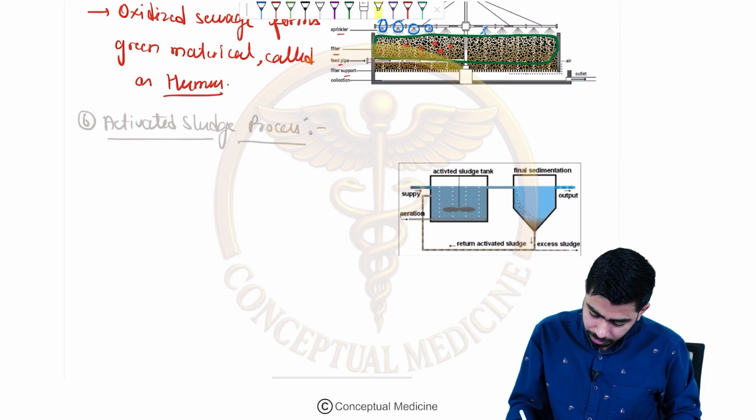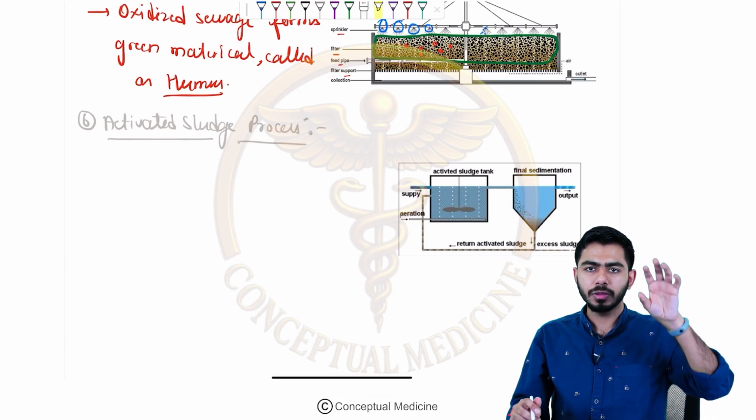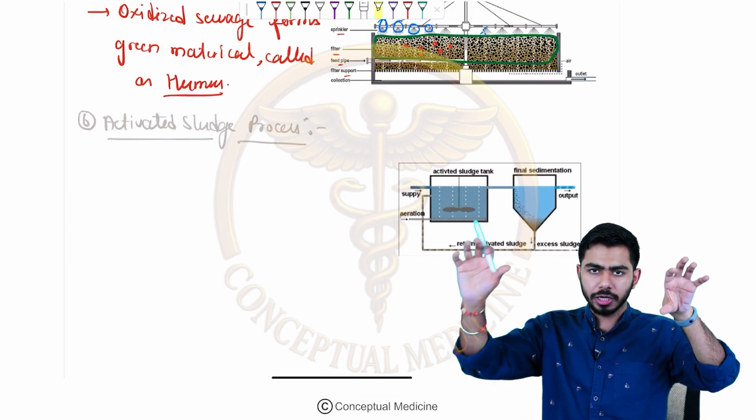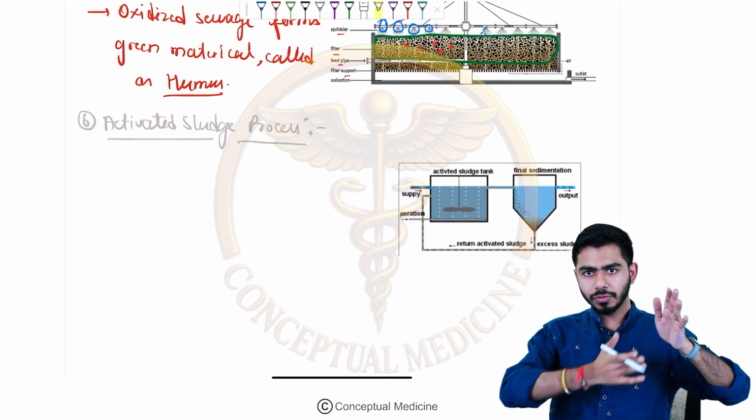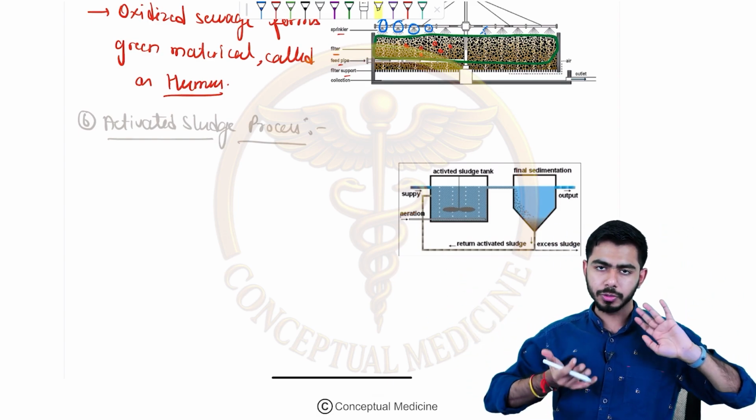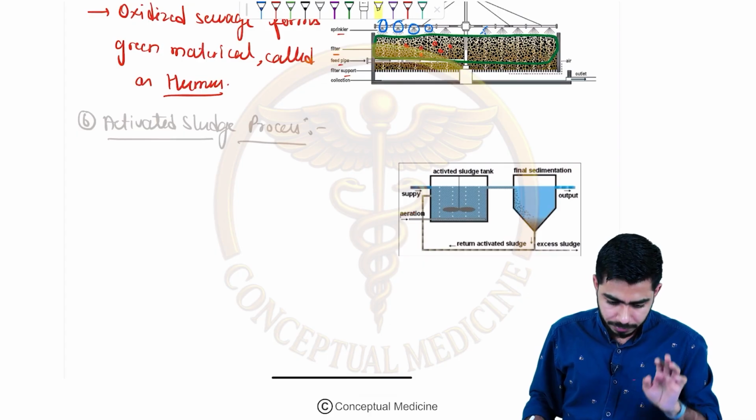From the aerated tank, the effluent will go in this direction, then it will go back in that direction. So from the primary sedimentation tank, it can go into the secondary one. From the secondary, it can go back into the primary one, right? So this cycle will keep going on. That is the activated sludge process.